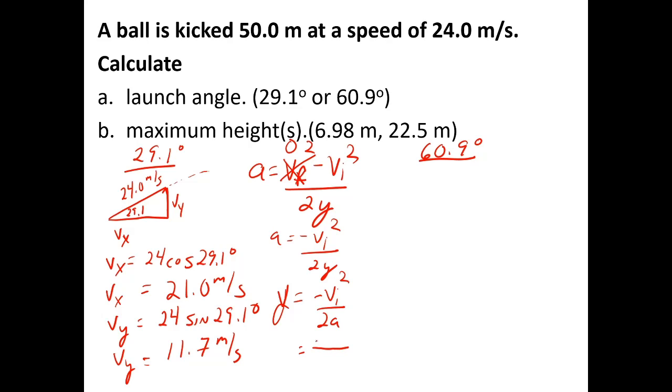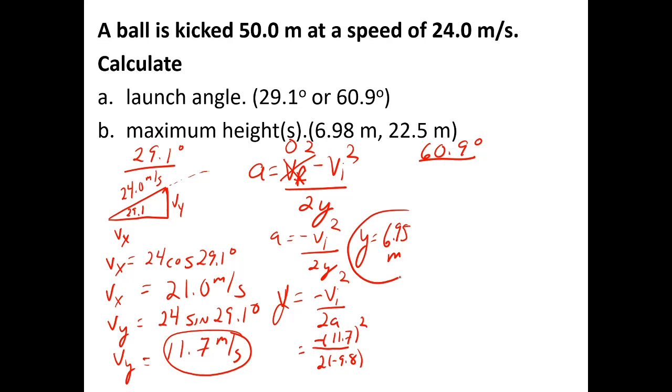Now the question is, well, which V do we use? We want the y component, because that's what's making it go up into the air. And you'll see that the negative goes away because they're both negative. So 11.7 squared divided by 2 times 9.8, which is 19.6. And we get a peak of 6.9. I'm getting 6.95. I got 6.98 there. That's close enough for right now. It's probably a rounding issue.